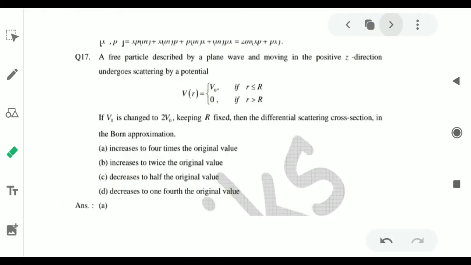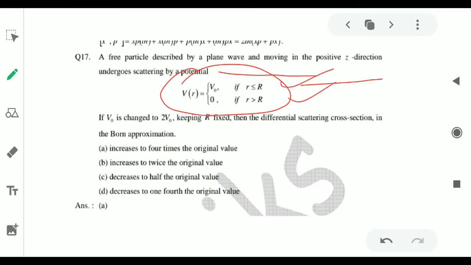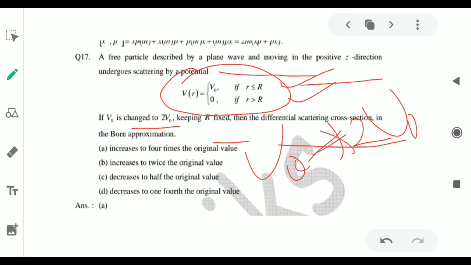The second question is, a free particle is described by a plane wave and moving in the z direction. This is given by V = V0 if r is less than or equal to R, and 0 if r is greater than R, and V0 is changed, R is fixed, due to the differential cross section in the Born approximation. So it is given as a Born approximation question, a scattering question, and he said that if we put the value of V0 equal to 2V0, what will happen? So here the options are given.